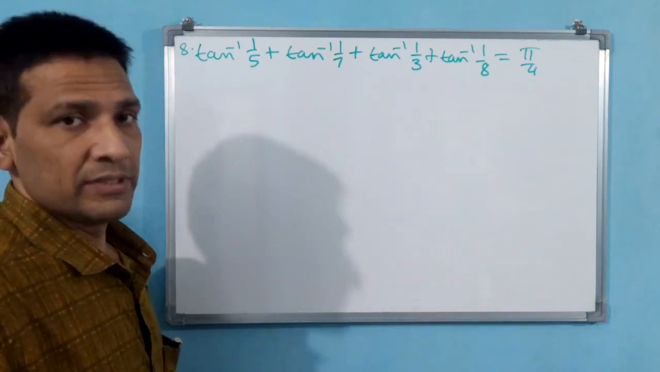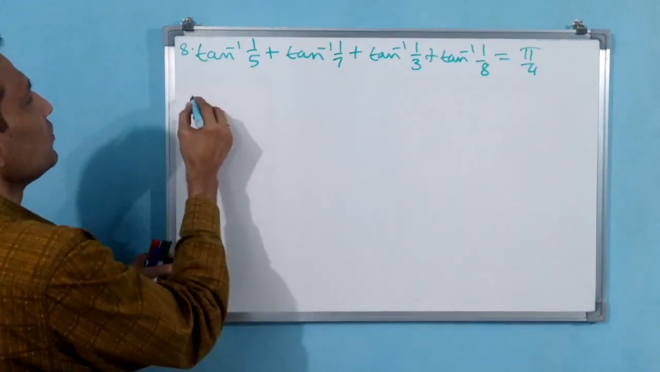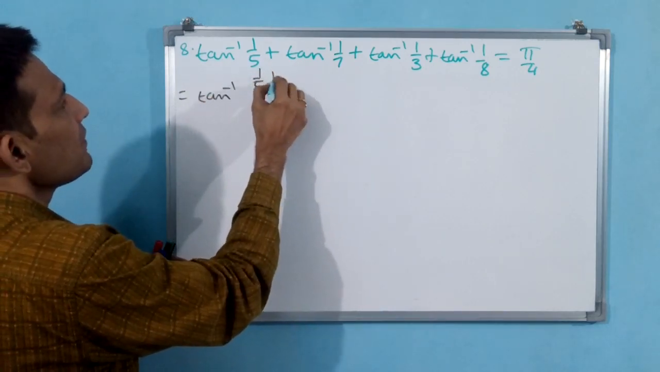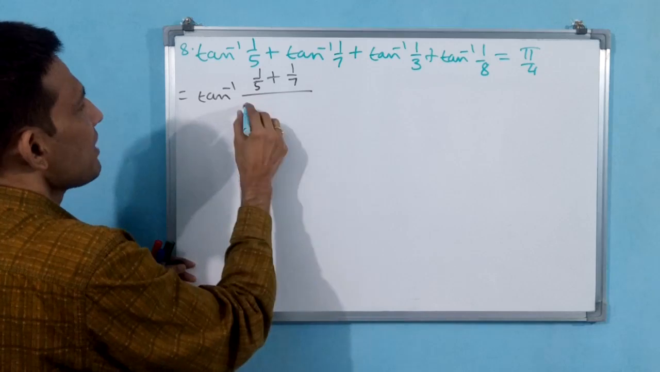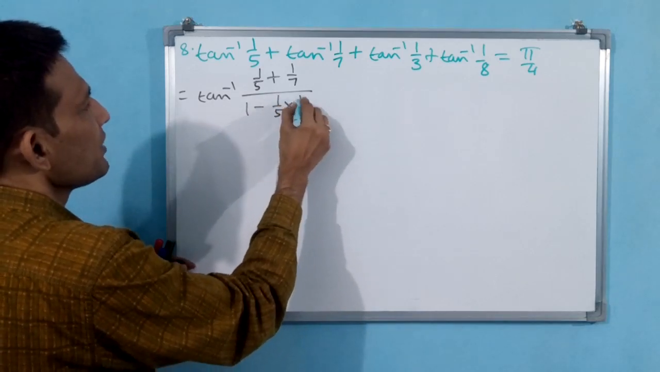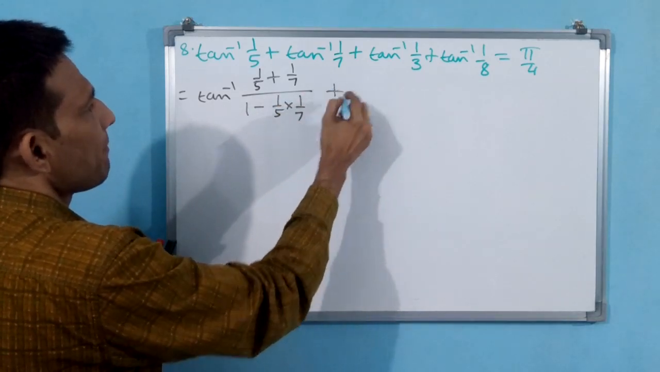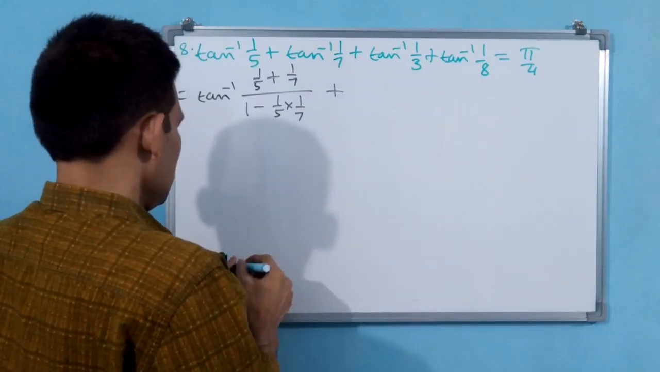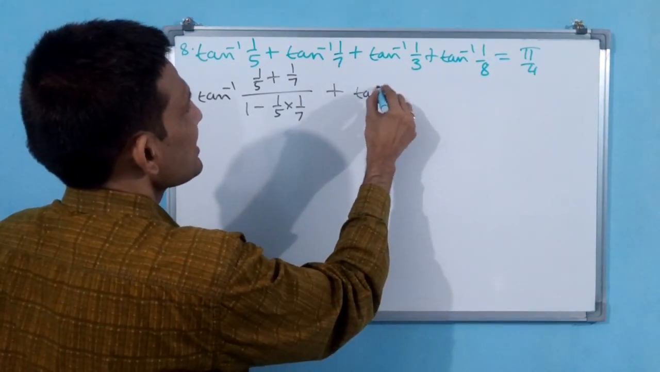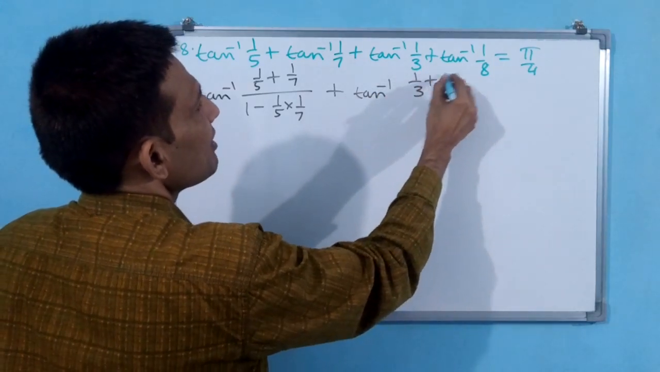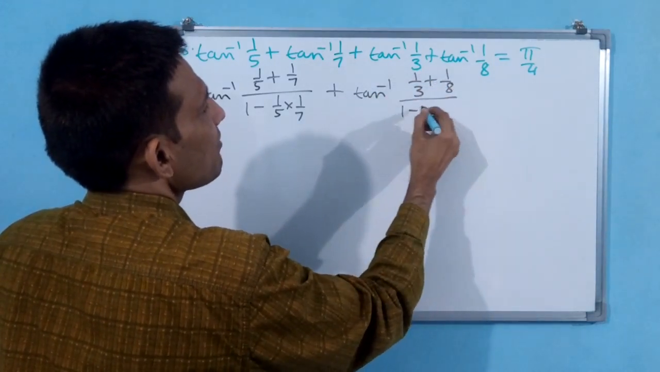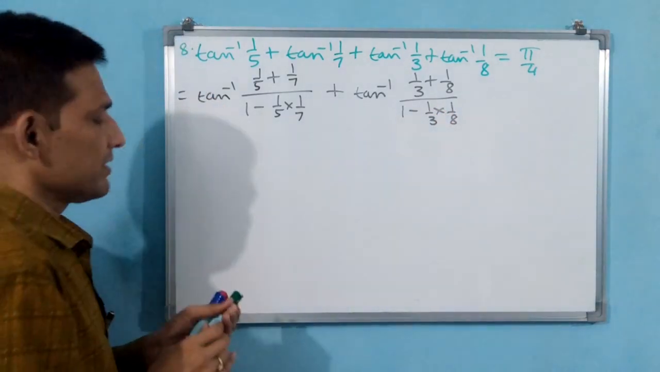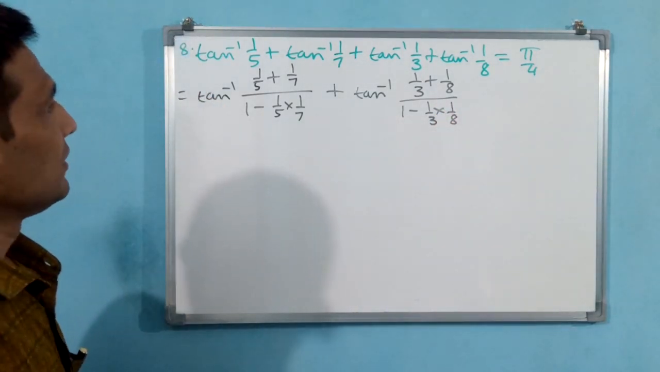How we are taking, you see: first these two, that is equal to tan inverse of (1 by 5 plus 1 by 7) by (1 minus 1 by 5 into 1 by 7), plus these two. Why? Because plus is there. These two, these two. That means tan inverse of (1 by 3 plus 1 by 8) by (1 minus 1 by 3 into 1 by 8). Like this you can give.